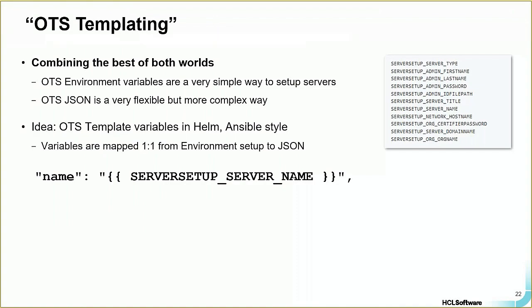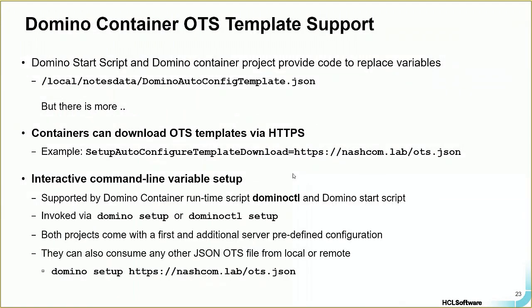So you could even download this template from wherever you want, from a GitHub repository. The container project has ways to download, and the container project also replaces the variables for you. So this is a mix and match approach, and I call this one-touch setup templating. So the container project supports it, the start script supports it, and I can show that in examples.